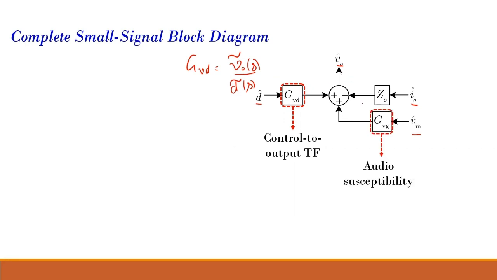Similarly, I have a transfer function which shows what is the effect of changes in input voltage on output voltage. That is known as audio susceptibility. And the next one is the output impedance. That is, what changes in my load current result in, and what is that effect on the output voltage. So all of those combined effects are the resultant change in output voltage.